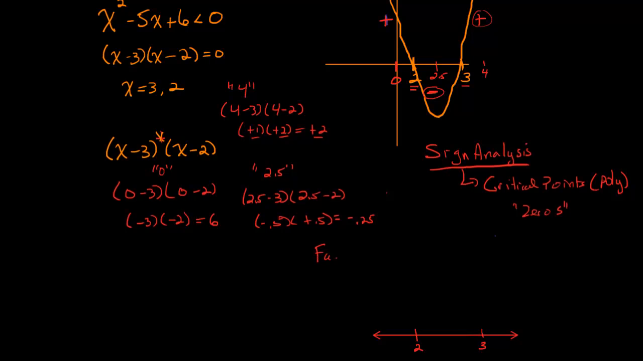The next thing I'm going to do is line the factors corresponding to my critical points vertically. So my first factor is going to be x minus 3. That's my first factor that corresponds to my critical point. And then my next factor is going to be x minus 2. I'm trying to show the resemblance and the similarities between my curve, my graph, and my number line.